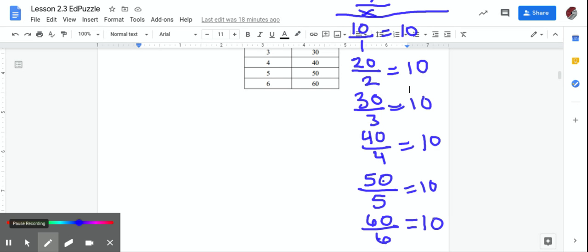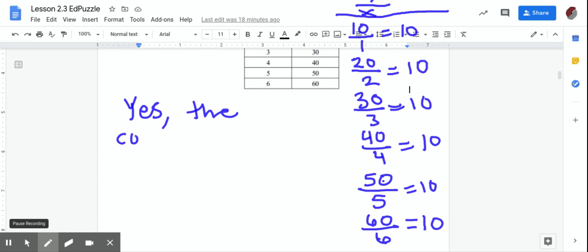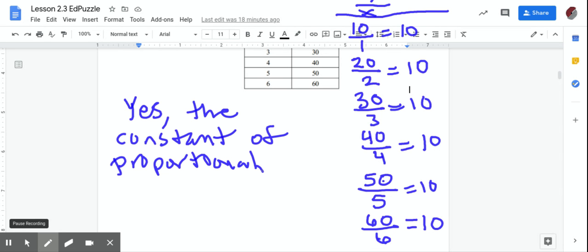So since the ratios are equal for all pairs of values in the table, the relationship is proportional. The constant of proportionality is $10 per hour of babysitting. So I could write that as, yes, it is proportional, and the constant of proportionality is $10 per hour.